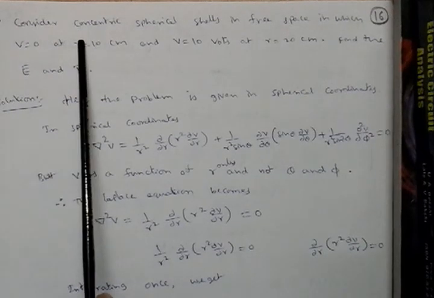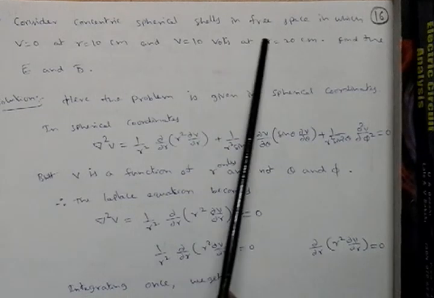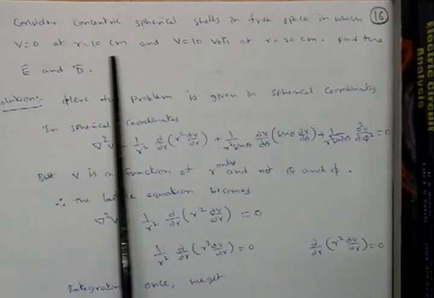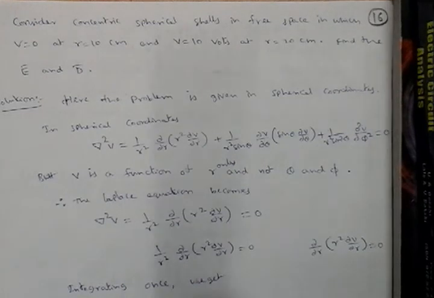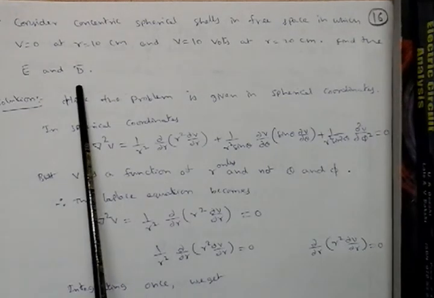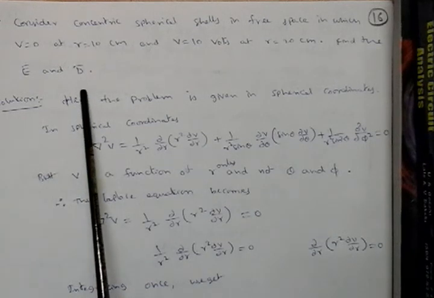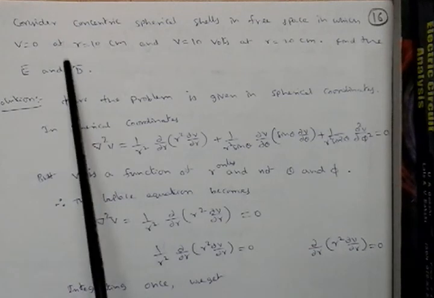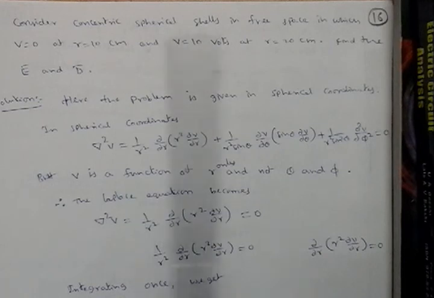Consider the concentric spherical shells in free space in which V is equal to 0 at R is equal to 10 centimeter and V is equal to 10 volts at R is equal to 20 centimeters. Find the E bar and D bar. So here we need to solve using the Laplace equation. The potential is varying mainly with respect to R only. The radius is given in centimeters, that should be converted into SI units, that is meters, right?